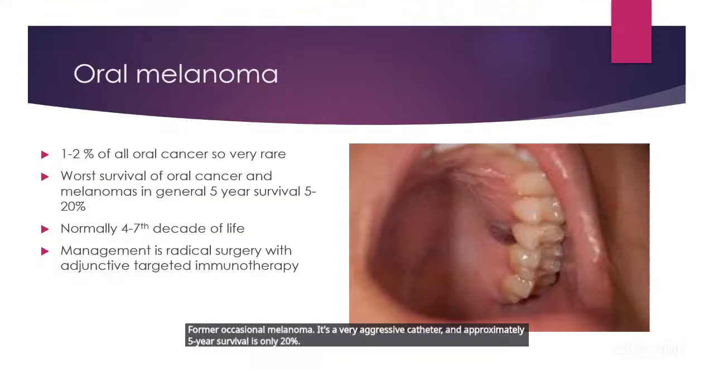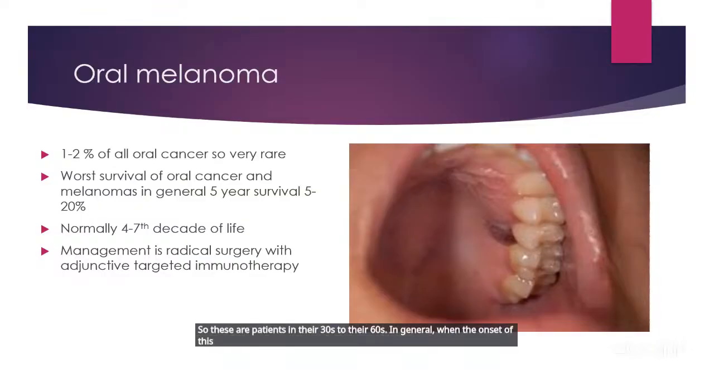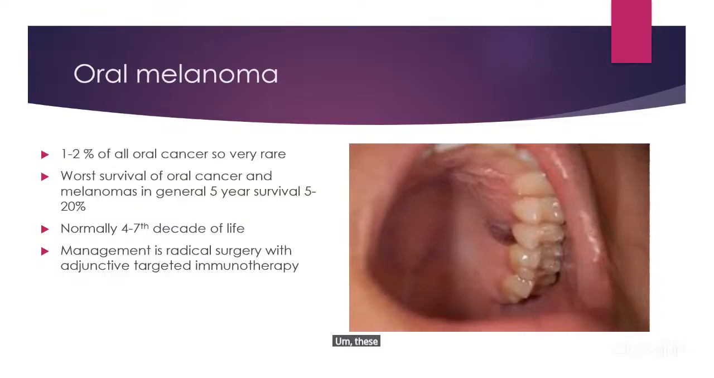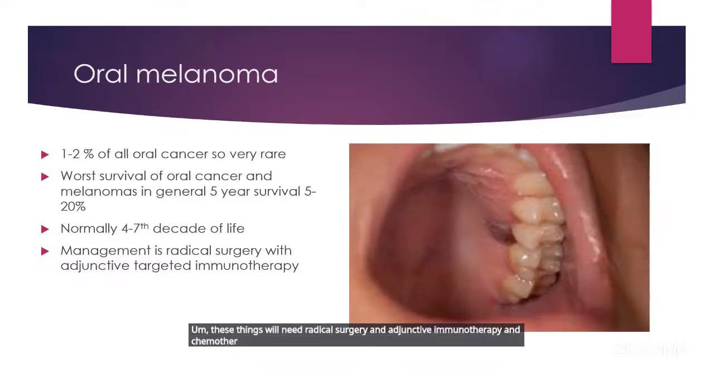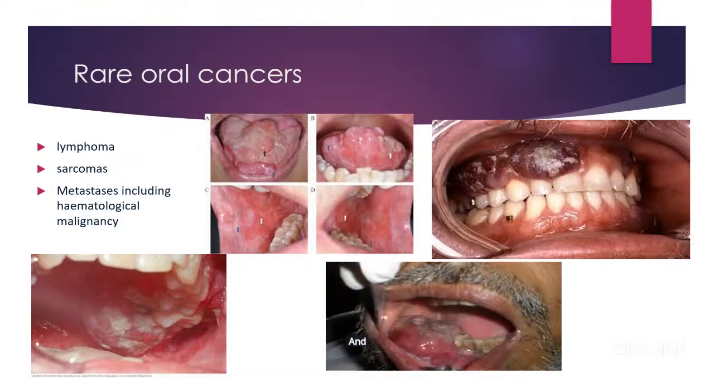So these are patients in their 30s to their 60s in general when the onset of this occurs. And these patients will need radical surgery and adjunctive immunotherapy and chemotherapy for this to give them a chance of survival. Other rare cancers further than that are lymphomas of the mouth, sarcomas of the mouth, and metastases or hematological malignancies that present in the mouth.